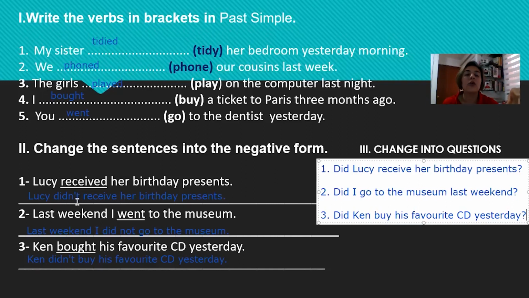Okay, so here you have the affirmative or positive, just change the verbs into the past. Then you have the negative form, didn't, the contraction, or the complete form, did not. And then you have the questions: did, the verb in simple form, and the question mark.